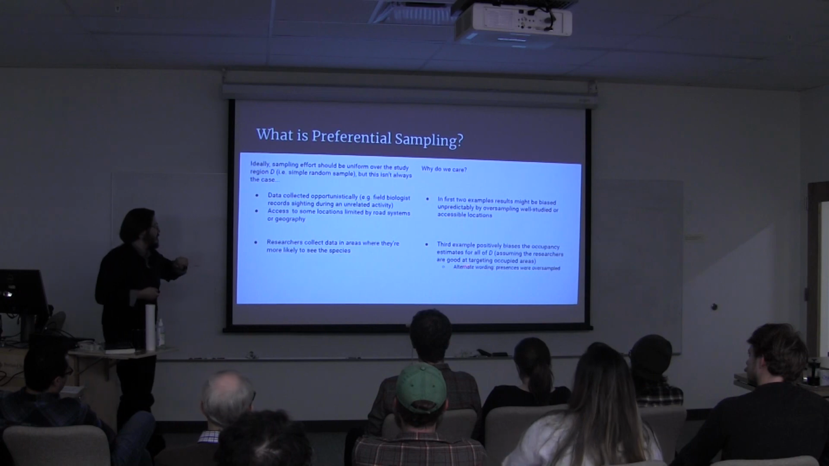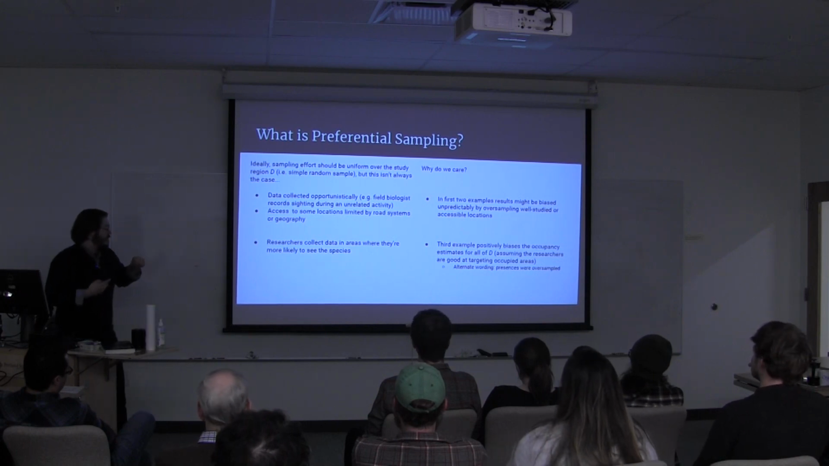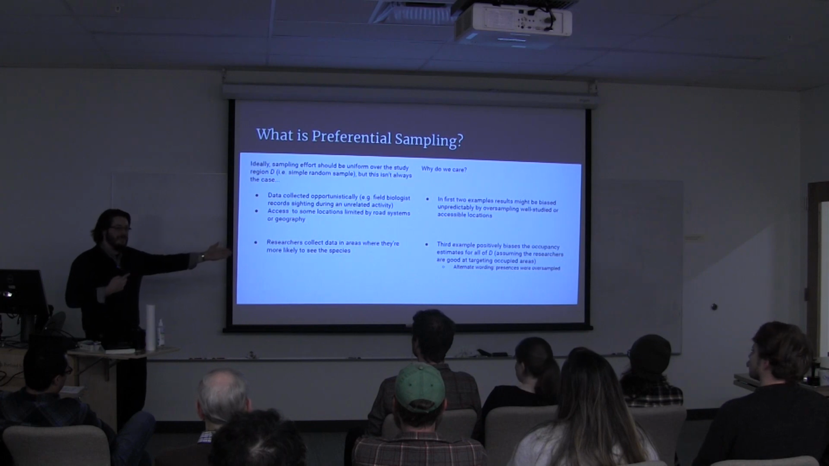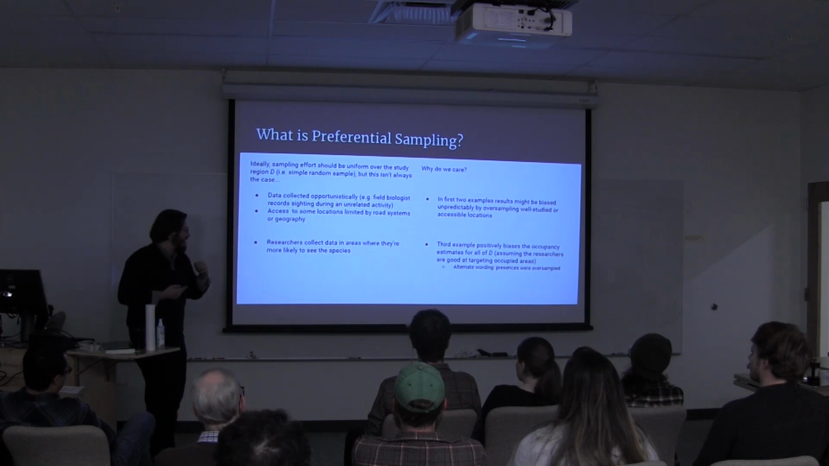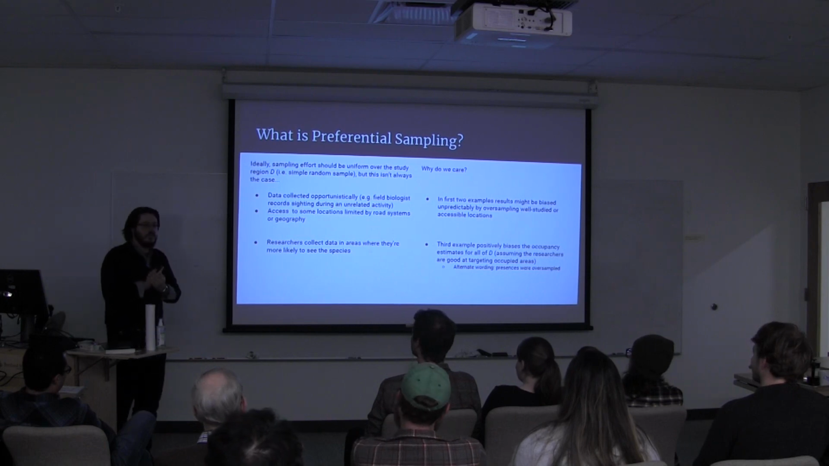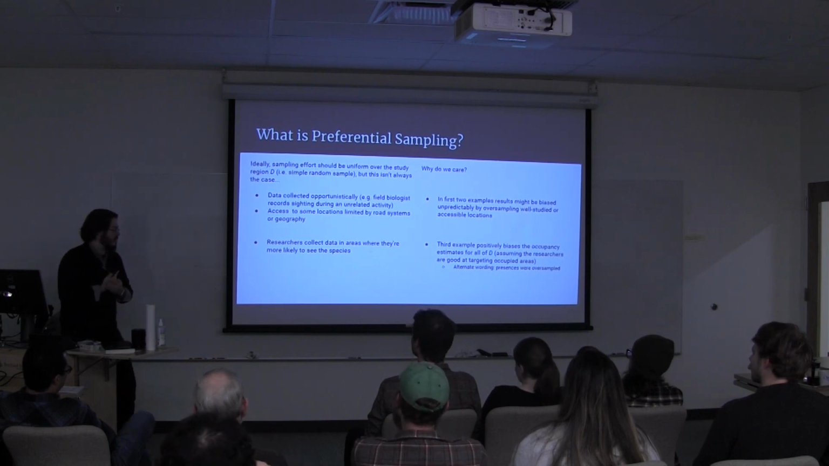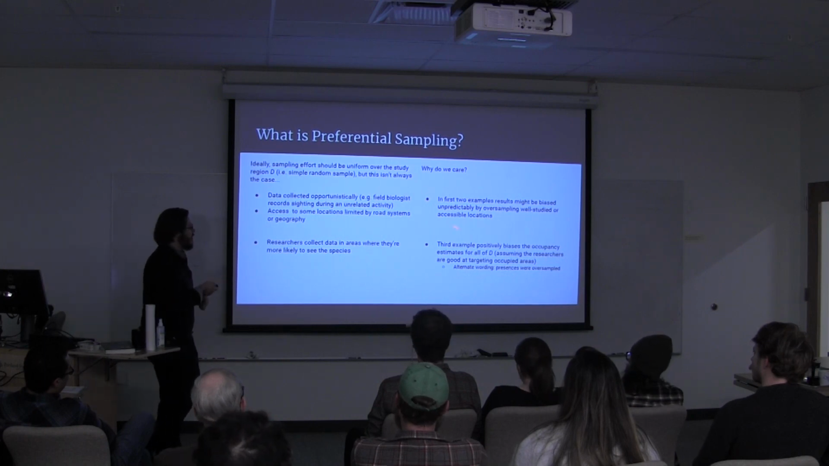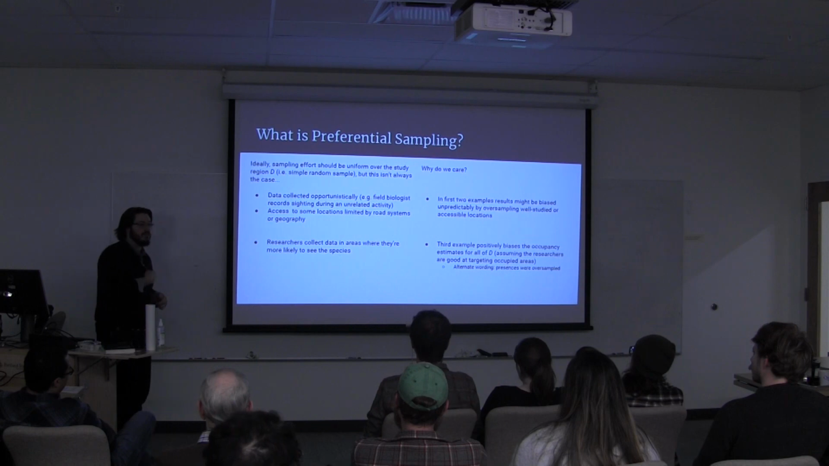So here, this third example positively biases the occupancy estimates, assuming the researchers are good at targeting them, right? That assumption is carried through. But the alternate wording here is that presences are oversampled, and that's the kind of wording I'm going to be using from now on. Just think of this as presences are oversampled. Here, we don't know if presences are over or undersampled.